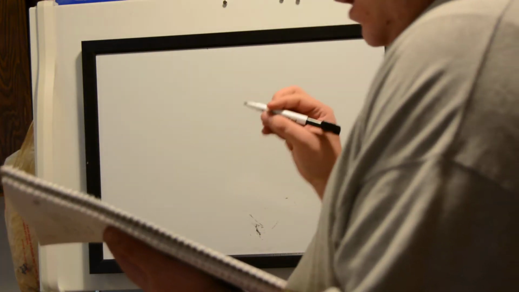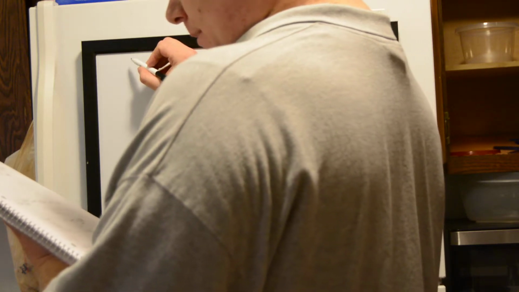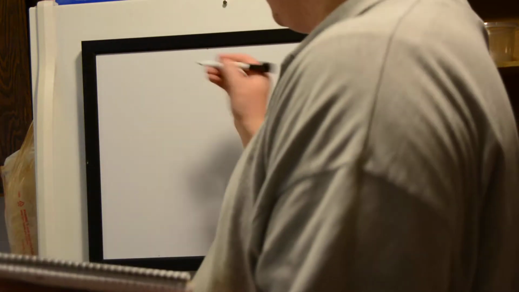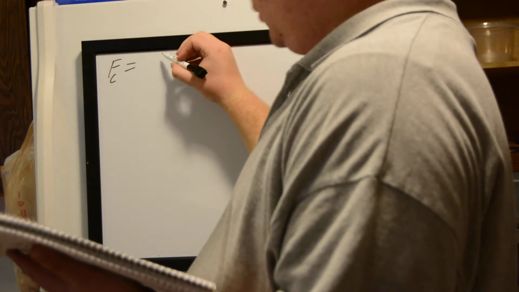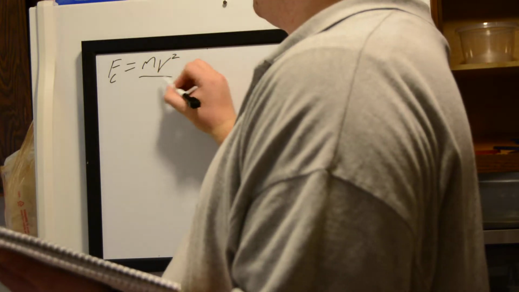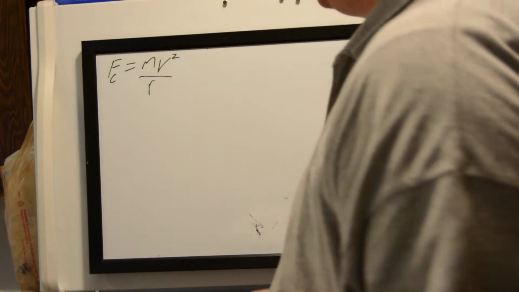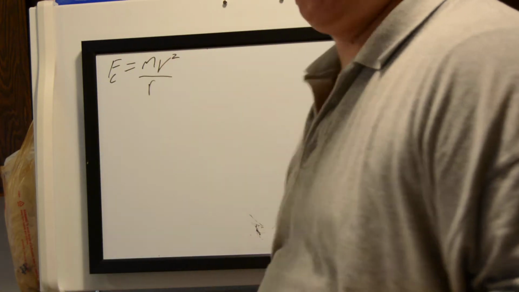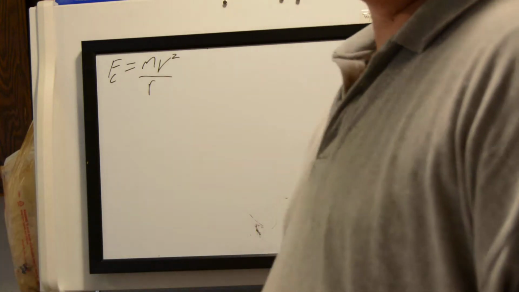So first of all, we know that the formula for centripetal force is equal to mass times velocity squared over the radius. So now we're just going to want to define these. And this is going to be for each hand, specifically the force that each wrist is exerting on each hand.